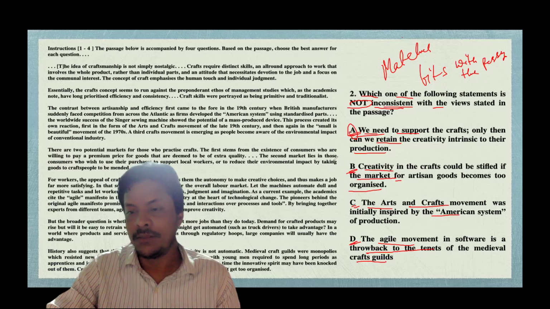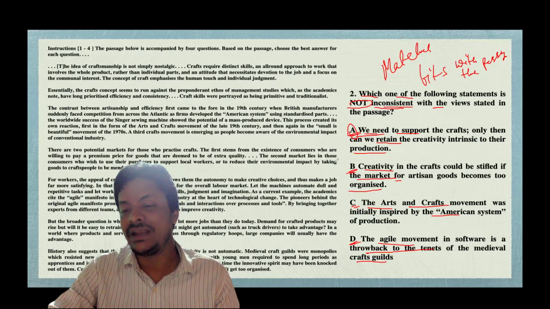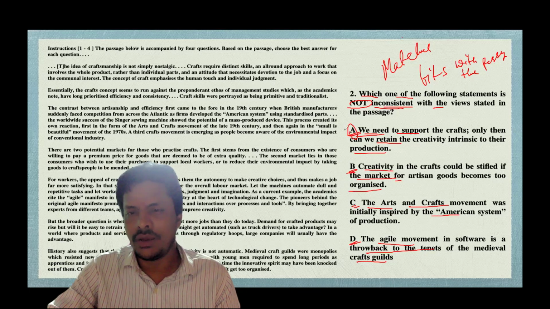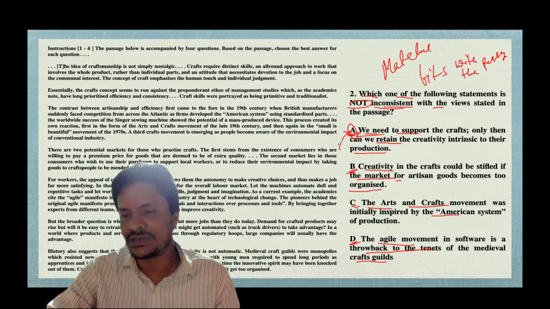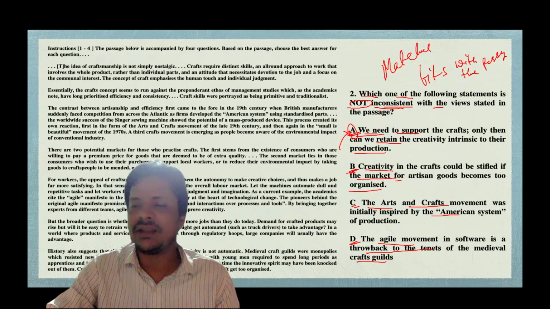Now, when we say that we need to support the crafts, only then can we keep the creativity intrinsic to their production. But history suggests that the link between crafts and creativity is not automatic. So, creativity is not guaranteed in crafts, right? Supporting them does not ensure creativity. Therefore, A is inconsistent, not not inconsistent. You can't say that it fits with the passage, right? So B says what? The arts and crafts movement.